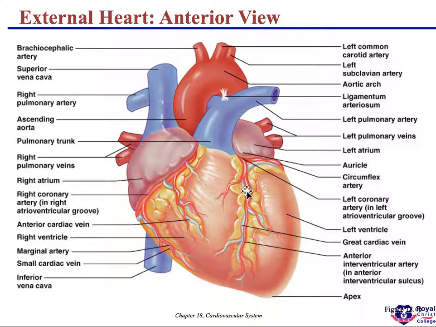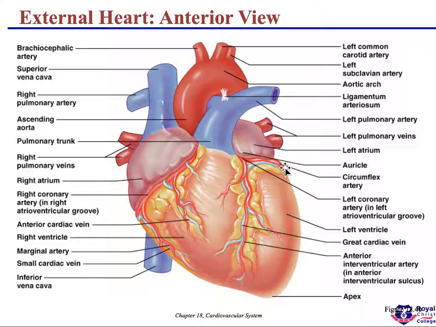This also then splits into different ones. You've got the anterior interventricular artery right here. So the main one you want to be aware of is the LAD: the left coronary artery splits down into the circumflex artery, which then goes down to the anterior interventricular artery. You also have the right coronary artery over here.